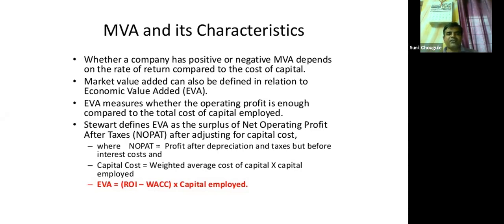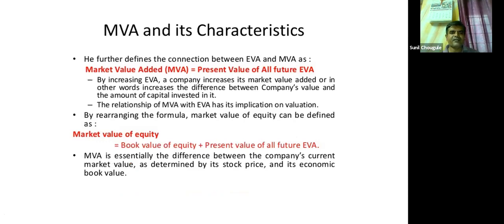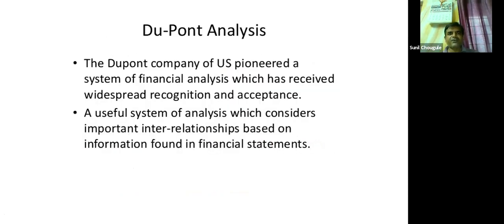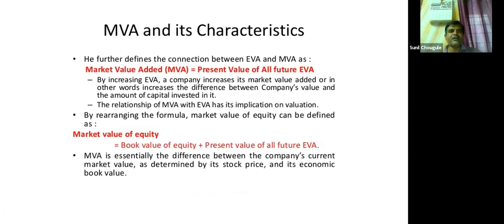Economic value added measures whether the operating profit is enough compared to the total cost of capital employed. Here, Stewart has defined EVA as the surplus of net operating profit, where NOPAT is profit after depreciation and taxes, but before interest cost, and capital cost, weighted average cost of capital into capital employed. So EVA is ROA minus WACC into capital employed. This is the characteristics of market value added. The last point is DuPont analysis. DuPont analysis is a subtopic.